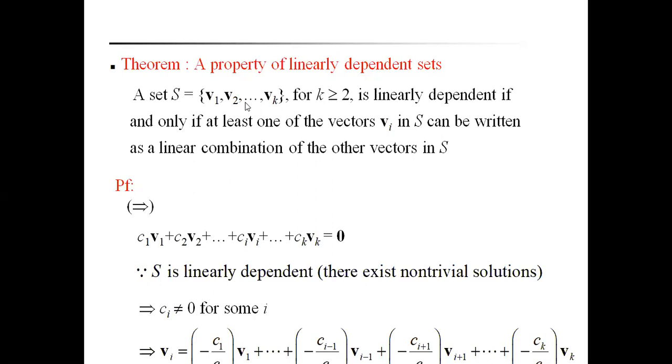A set S containing some k vectors, for k greater than or equal to 2, is linearly dependent if and only if at least one of the vectors Vi in S can be written as a linear combination of the other vectors in S. How to prove this one? Now going to the proof.